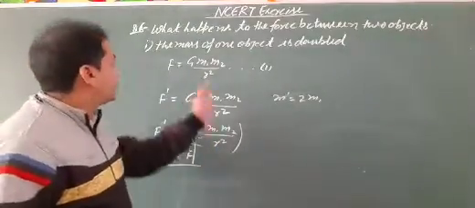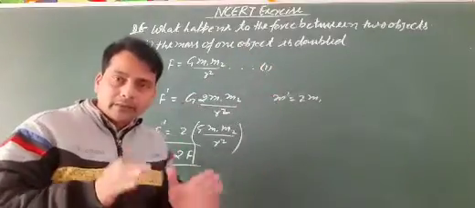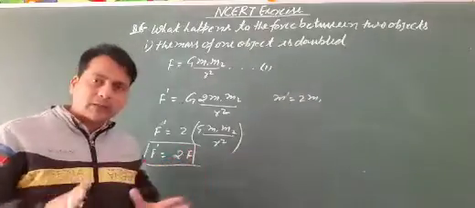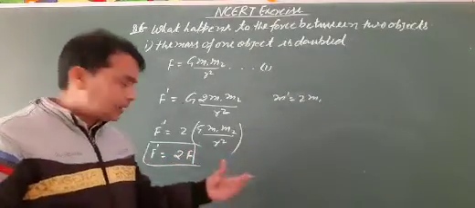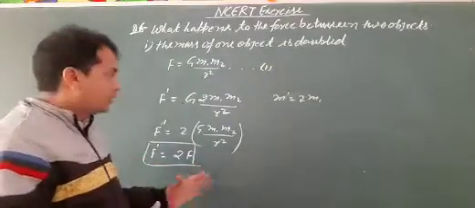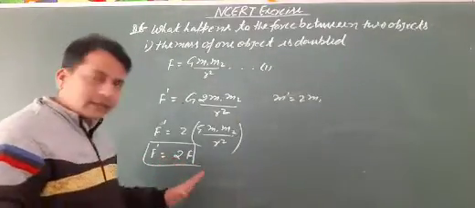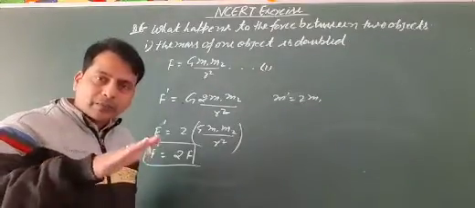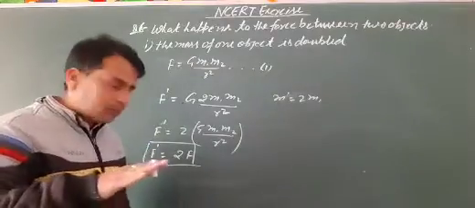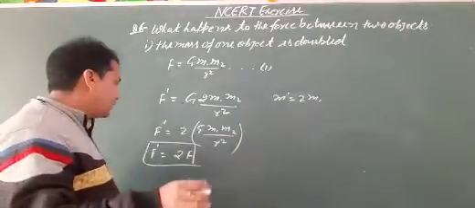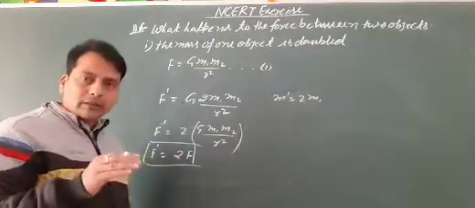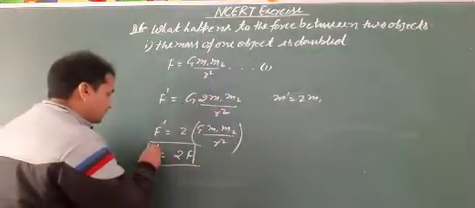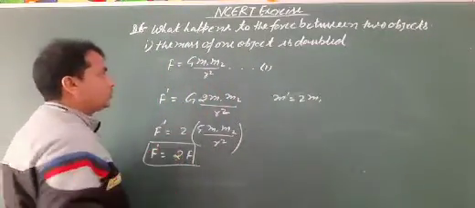So it is clear that if the mass of one object is doubled, then the new gravitational force becomes twice the original gravitational force. Gravitational force is directly proportional to the product of their masses, so if the mass of one object is doubled, the gravitational force is also doubled, that is, F dash equals 2F.